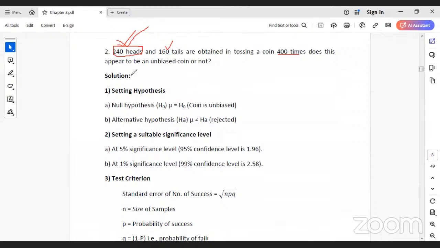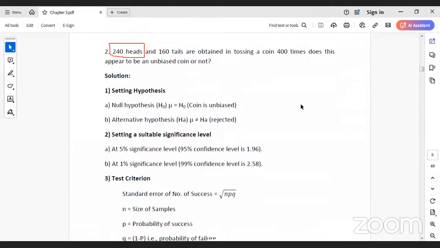Focus on only 240. Why? Because these are the heads. Heads indicate probability of success here. So the same procedure. The first step is setting hypothesis, then setting suitable significance level, test criterion, doing calculation. Then the next one is decision rule.